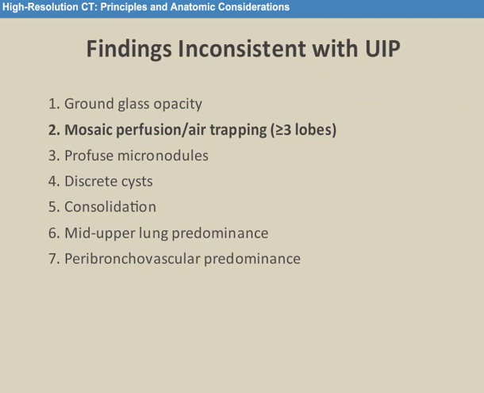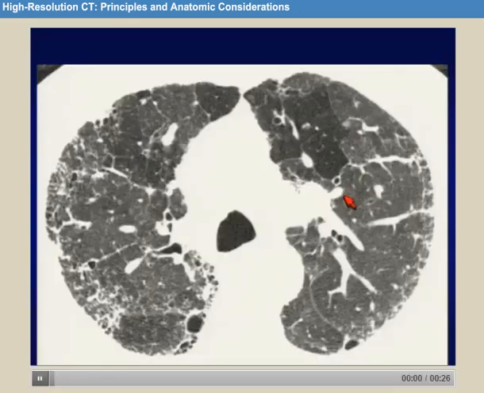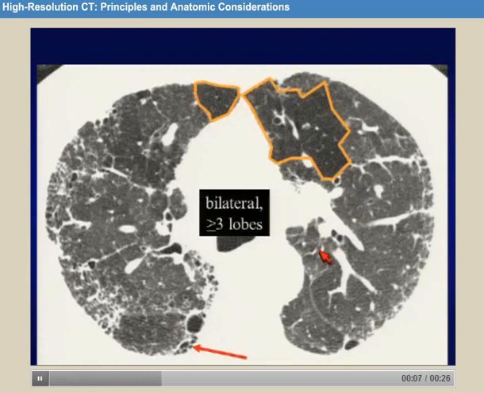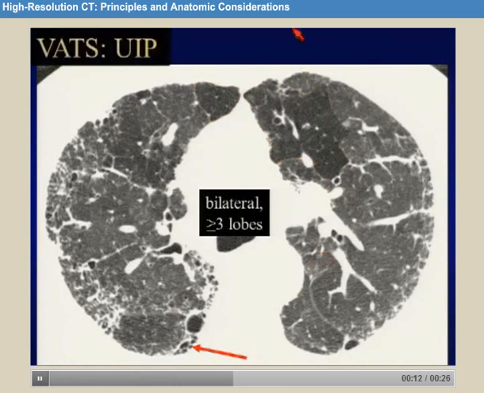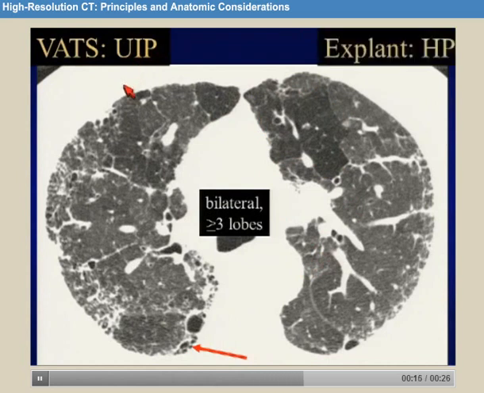This is, in our experience, one of the most important features that's inconsistent with UIP, and that's significant mosaic perfusion or air trapping involving 3 or more lobes. And that combination of fibrosis with honeycombing and significant mosaic perfusion or air trapping in 3 or more lobes is highly suggestive of hypersensitivity pneumonitis. This actually, a patient got a VATS that showed UIP, was labeled as IPF, and when they got their lung transplant, it was classic hypersensitivity. So in fact, the CT was more suggestive of the diagnosis in this case than the VATS diagnosis. Remember, it must be significant. It can't just be one lobule or one lobe.